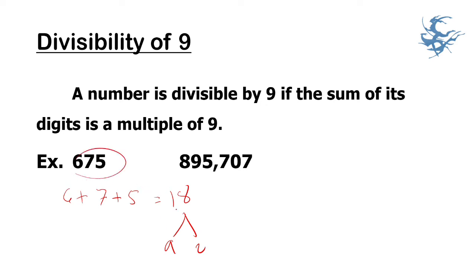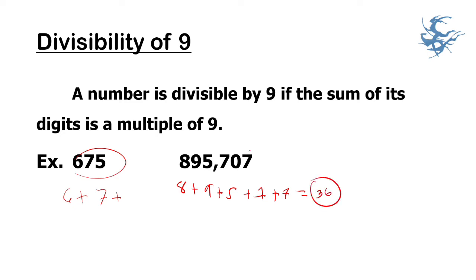Okay? Now, let's go with our next example. We have a 6-digit number. I-add lang rin natin ito silang lahat. 8 plus 9 plus 5 plus 7. Huwag mo lang kalimutan yung 0 plus 7. 8 plus 9, 17, plus 5, 22, plus 7, 29, plus 7, 36. Now, 36 is a multiple of 9. It's just 9 times 4. Okay?